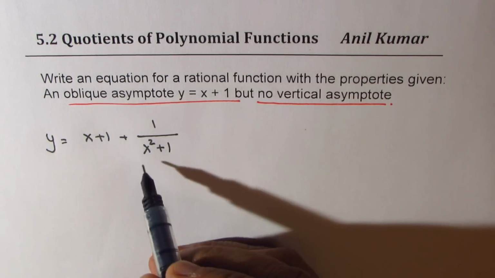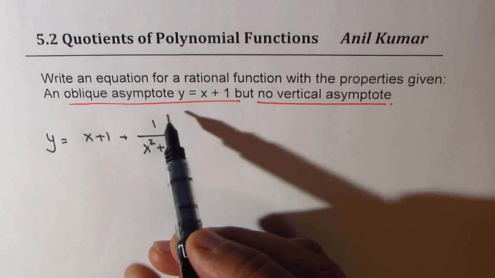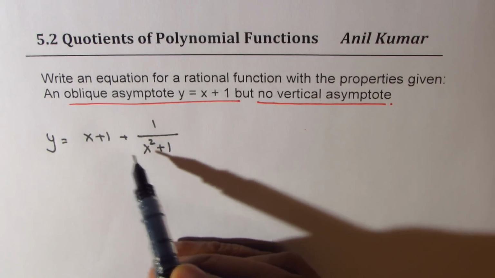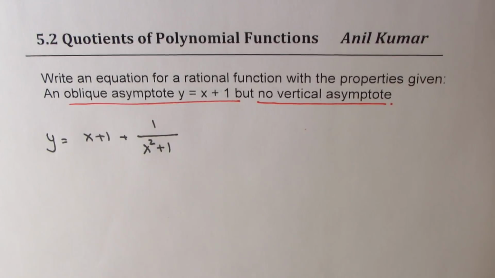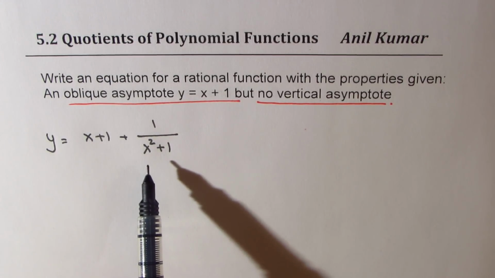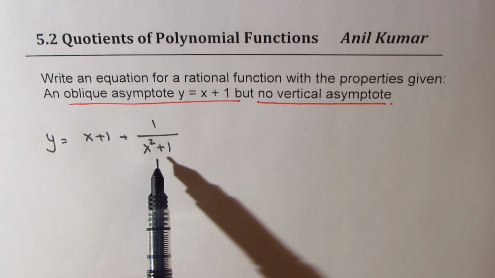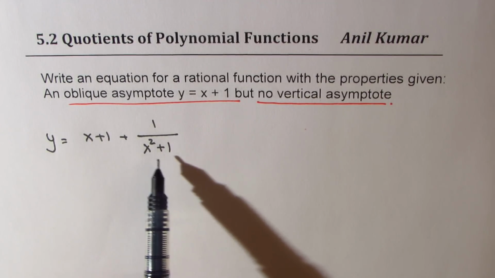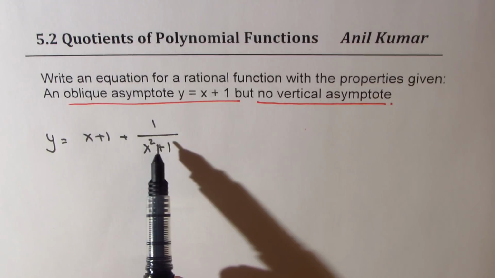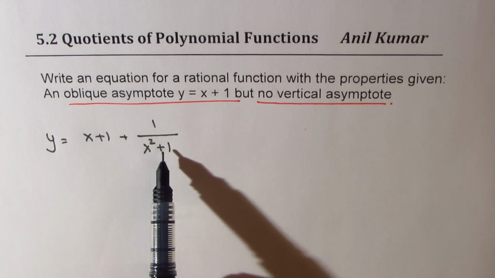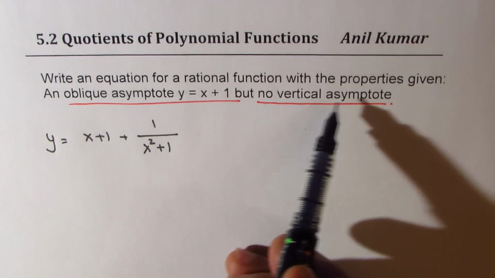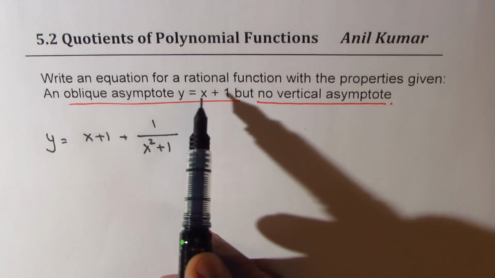So if I have 1 over x squared plus 1, we are approaching a value, but we are not quite there. So that is how we could satisfy this. Is it okay? So this is how you should do it. Perfect. So the denominator is always non-negative, non-zero, for all values. So in this case, we have no vertical asymptote and there will be an oblique asymptote.